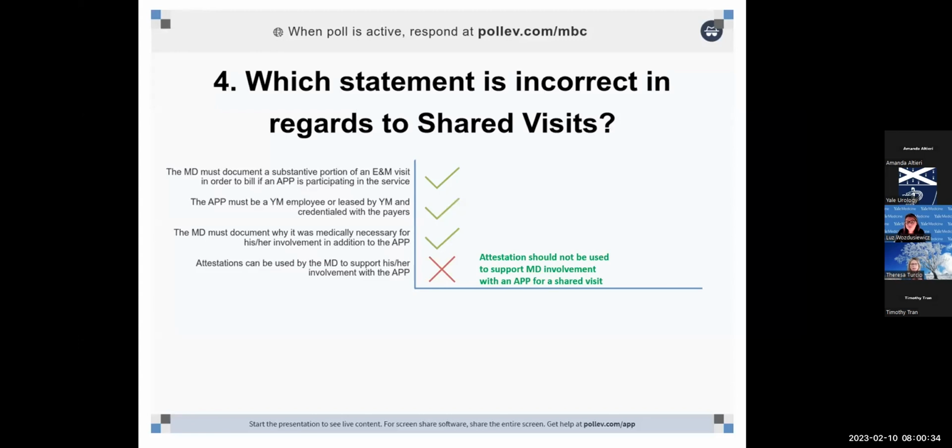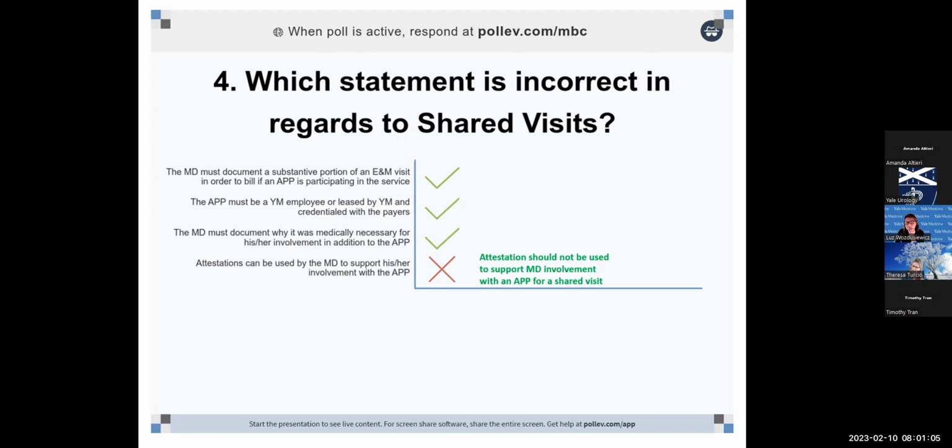If you're rendering an E&M service with a Yale Medicine advanced practice provider, keep in mind, shared visit rules only apply to E&M services. They do not apply to procedures, surgery, or any other type of service. And they only apply when both the physician and the advanced practice provider are Yale Medicine employed, leased, and fully credentialed. So you cannot share a visit with an NEMG APP. You need to clearly understand who you're working with.